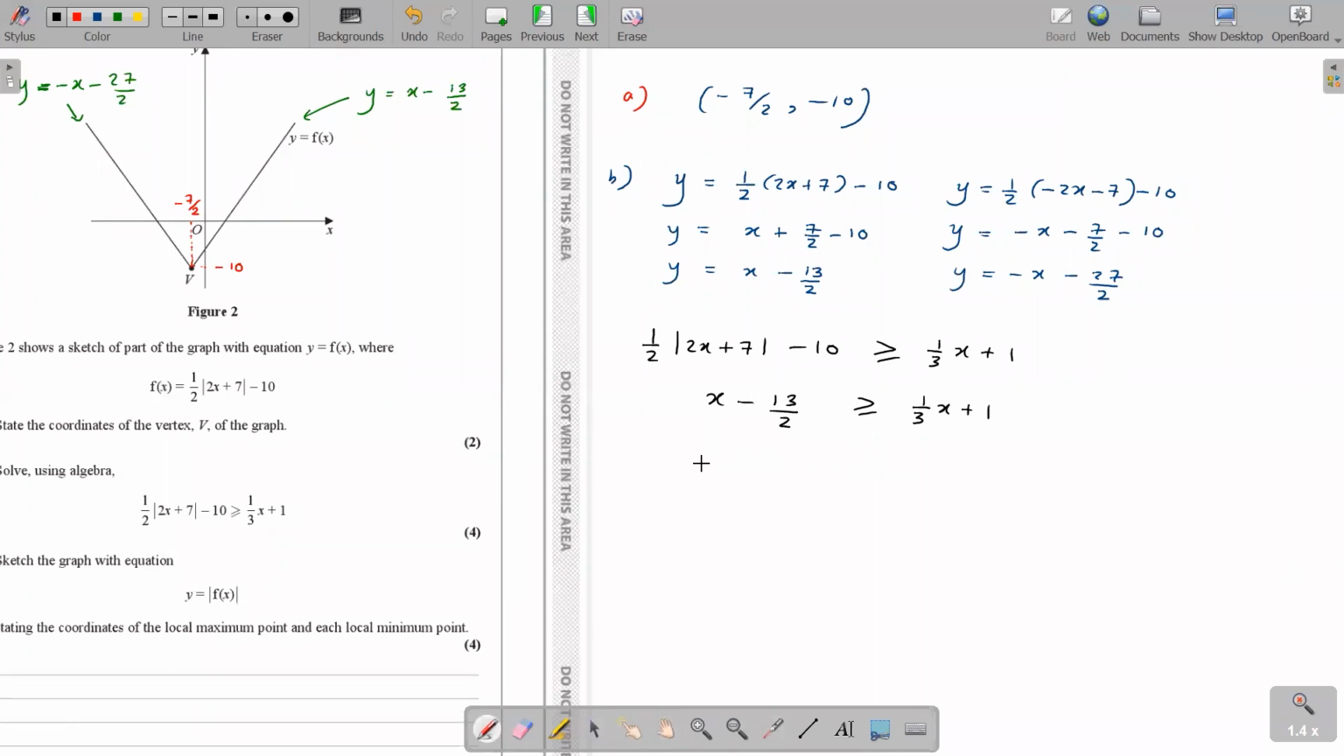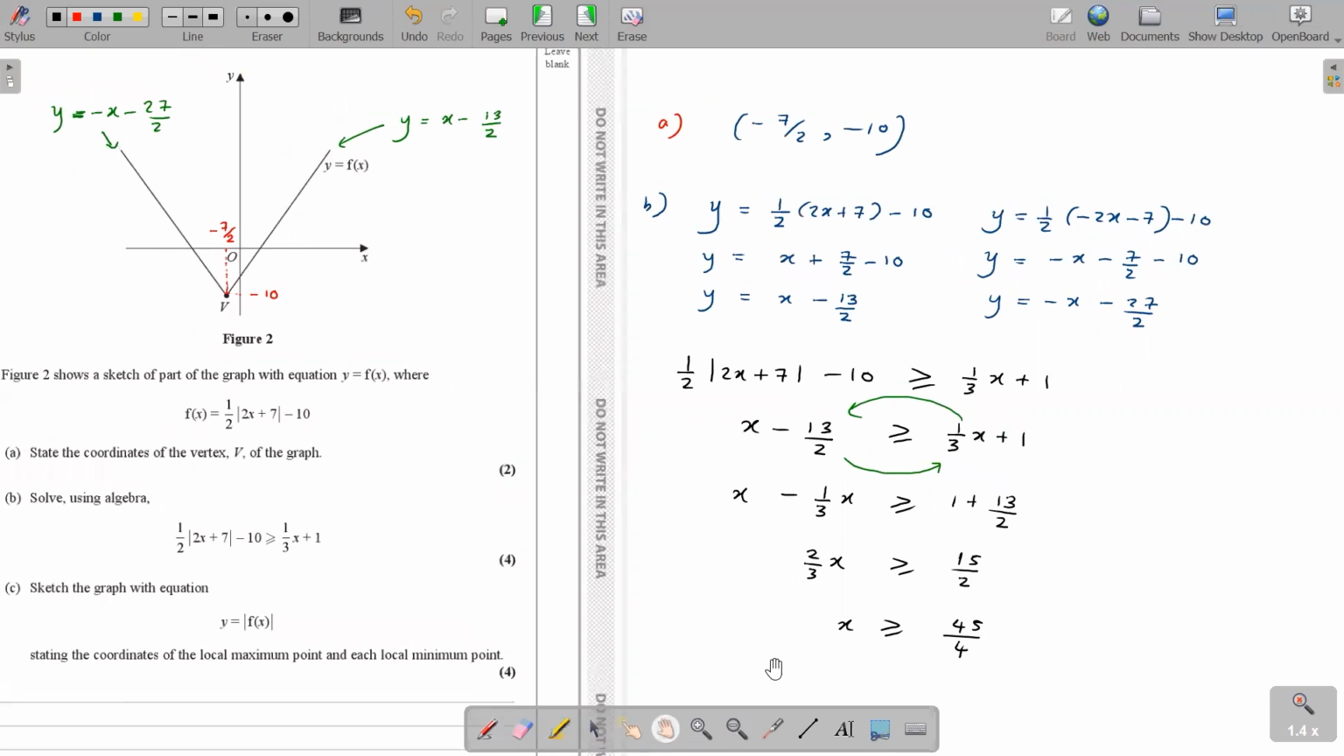What do we get here? The minus 1 over 3x, let's bring it over here. Bring the minus 13 over 2 to the other side. x minus 1 over 3x is greater than or equal to 1 plus 13 over 2. So what do we get here? x minus 1 over 3x is 2 over 3x, which is greater than or equal to 13 over 2 plus 1, which is 15 over 2. Are you with me? So what do we get for x values here? x is greater than or equal to what? 3 times 15 is 45. 2 times 2 is 4. I get an answer like this, right?